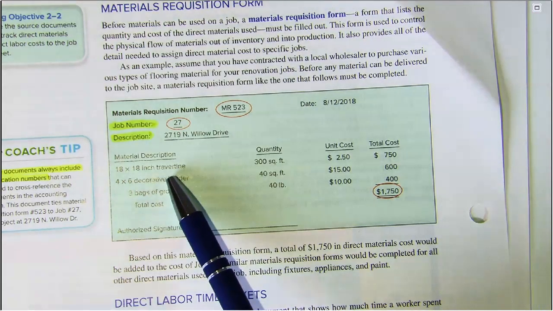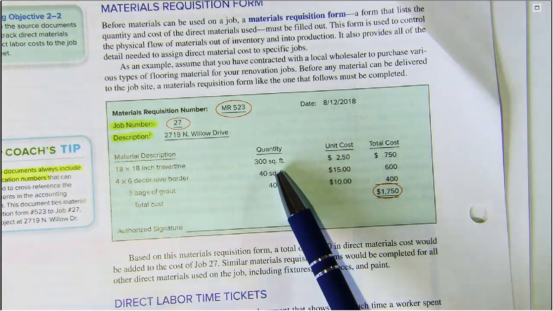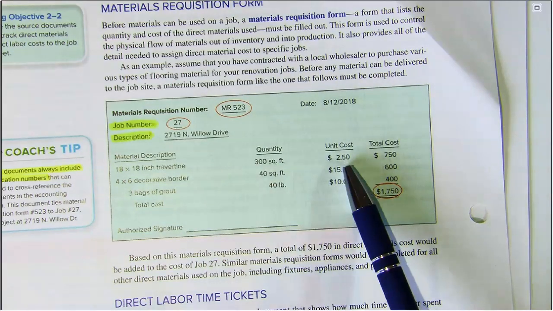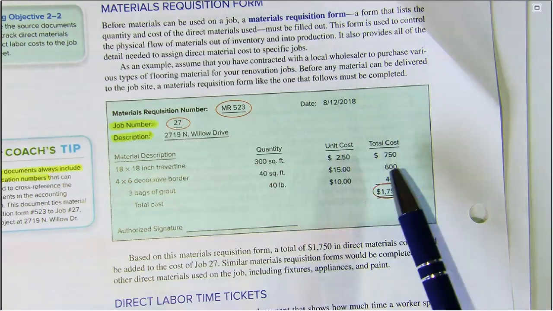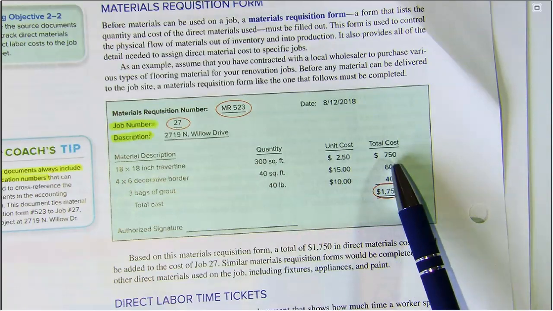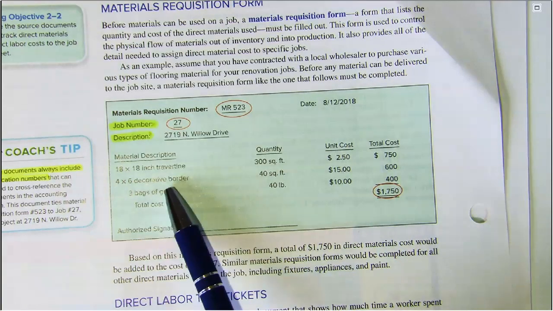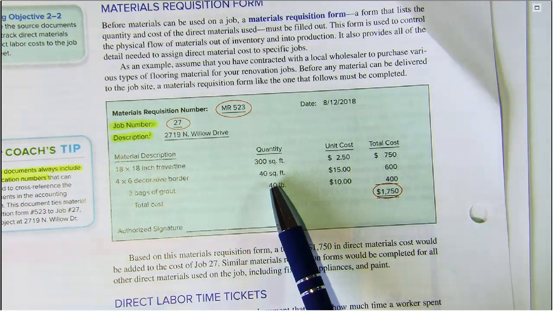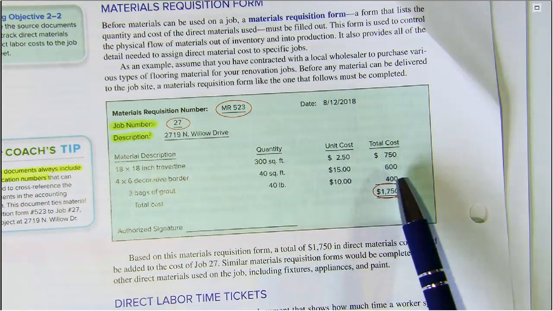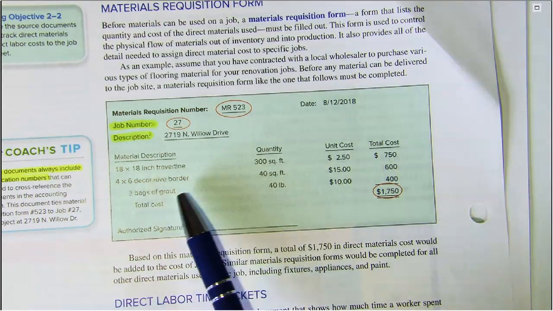We've got 18-inch by 18-inch travertine marble tiles. We need 300 square feet. They cost $2.50 each. We multiply that out for a total cost of $750. We also need a decorative border, 40 square feet at $15 each. That's $600. And then 3 bags of grout.